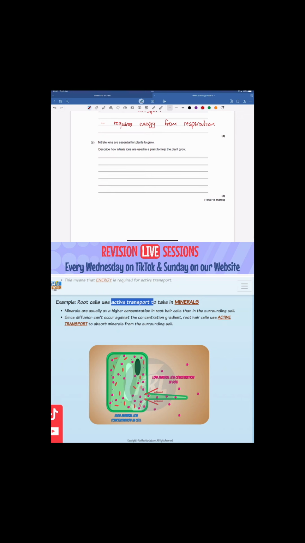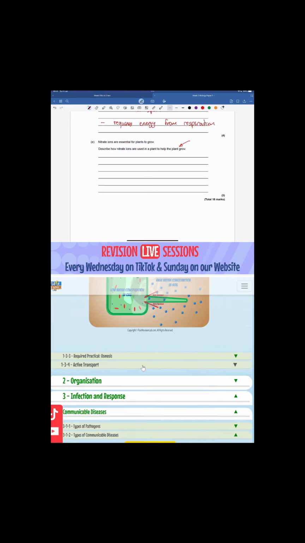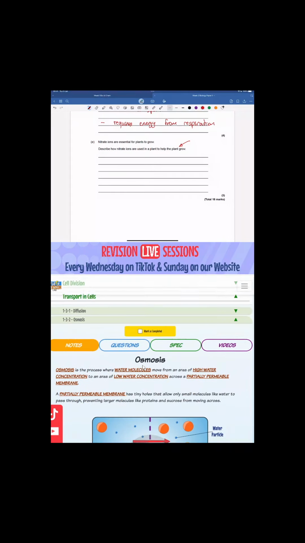Nitrate ions are essential for plants to grow. Describe how nitrate ions are used in a plant to help the plant grow. Anyone know this answer? This is one of those very small points that you're expected to know. I do have them in the notes. Let's see if anyone knows this.